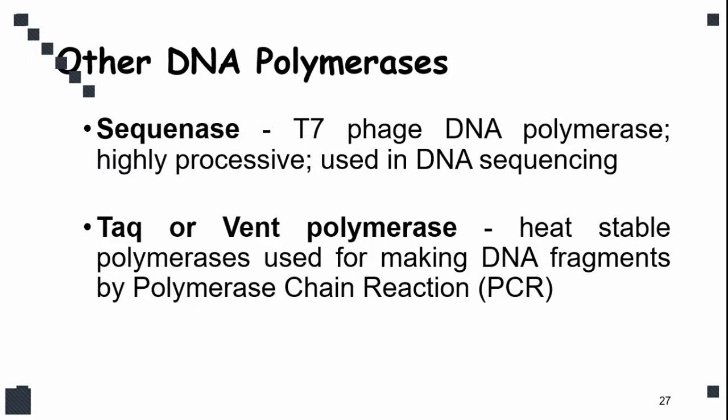So what are the sources of this DNA polymerase? One, we can have sequences from T7 phage DNA polymerase, highly processive, used in DNA sequencing. Then the second one is Taq or Vent polymerase, which are heat-stable polymerases used for making DNA fragments by polymerase chain reaction. Polymerase chain reaction is going to be another topic altogether that we are going to look at. But for now, let's keep in our mind that we need polymerase chain reaction when we want to amplify the quantity of our nucleic acid.